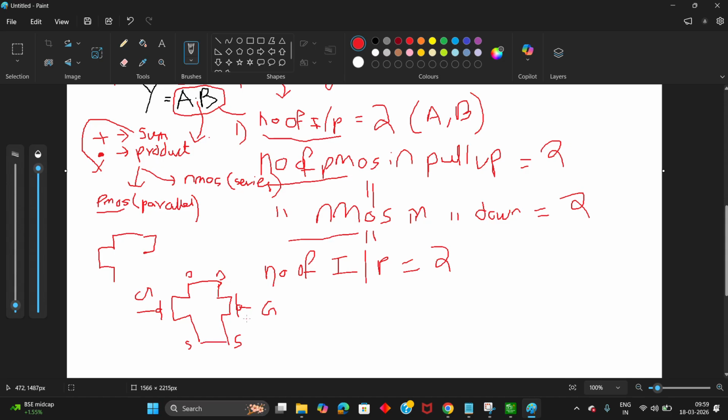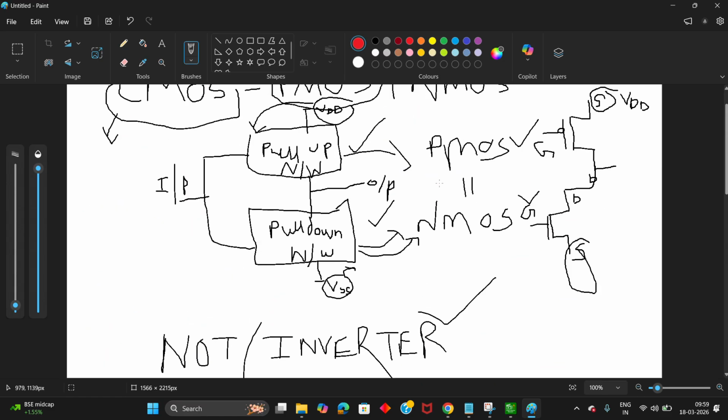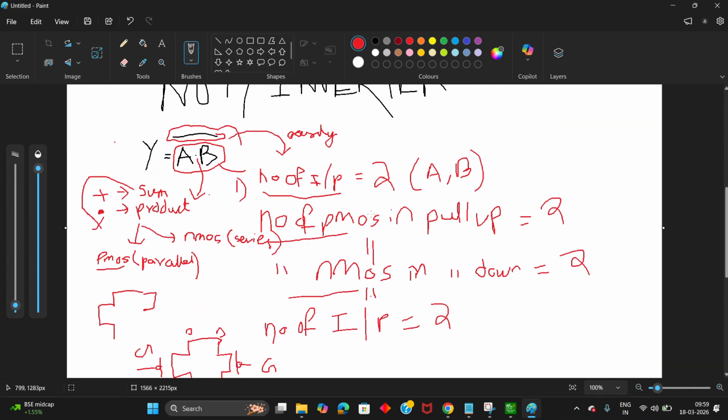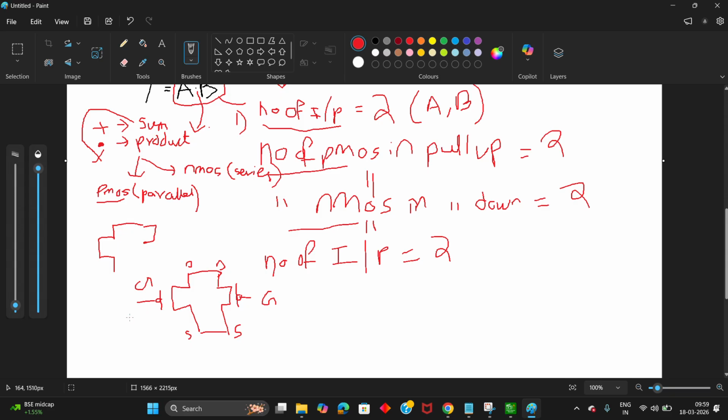Then what about the gate? I already told you, we apply the input at the gate terminal. In this case the inputs are A and B. You apply input A to the gate terminal of one PMOS, and for the gate terminal of the second PMOS, you apply input B. This is how we make the parallel connection.